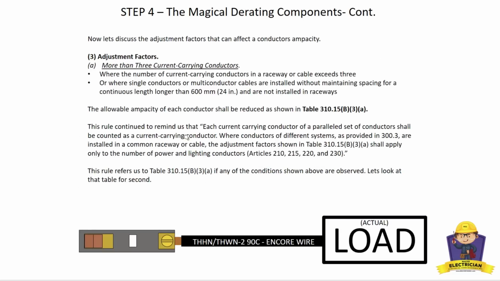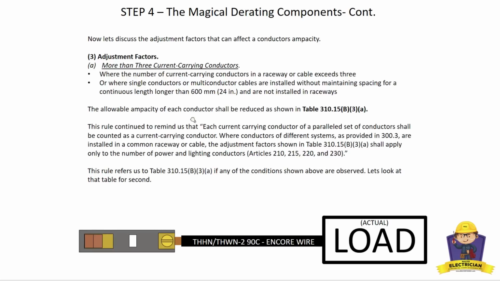Now let's talk a little bit about adjustment factors. We've talked about ambient corrections, but now let's talk adjustments. So any application where we have more than 3 current carrying conductors in a raceway or cable, or we have single conductors or multi-conductor cables installed without maintaining spacing for a continuous length longer than 24 inches, and those that are not installed in raceways, like MC cables, tray cables, whatever is installed in what we call bundling, where they're tied together in spaces longer than 24 inches, then we're going to have to apply some type of adjustment here, okay?